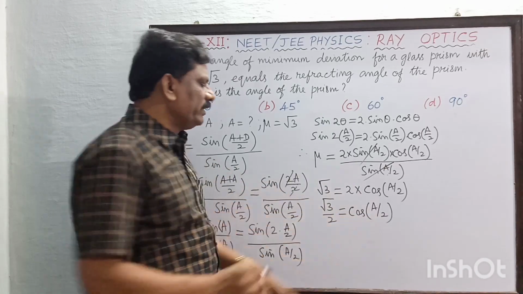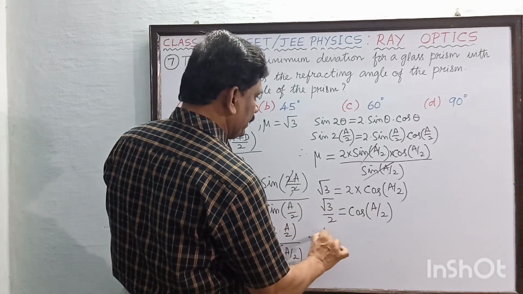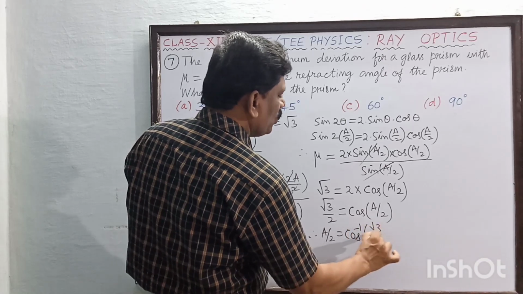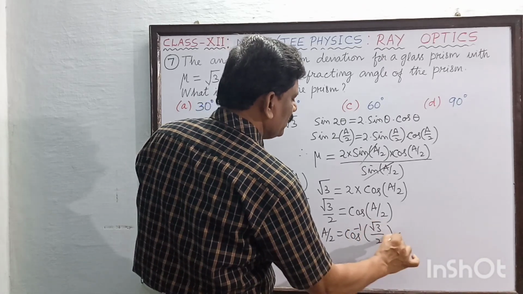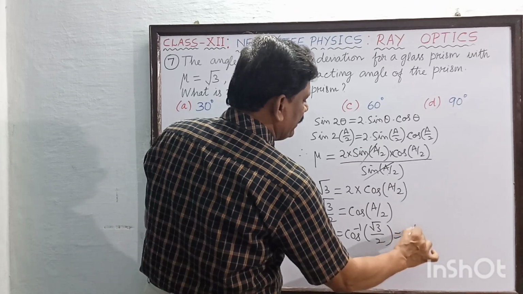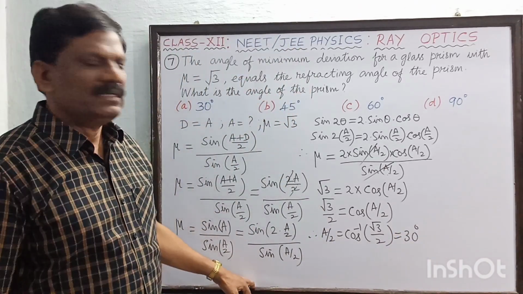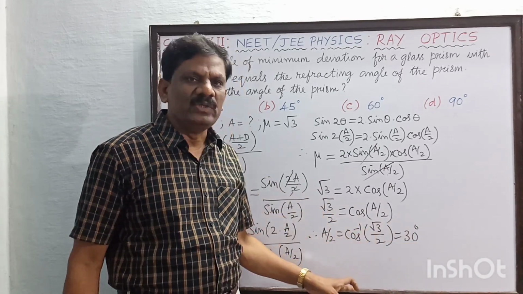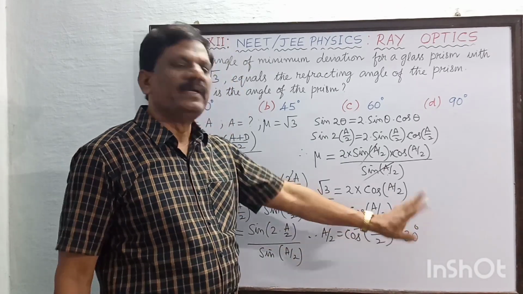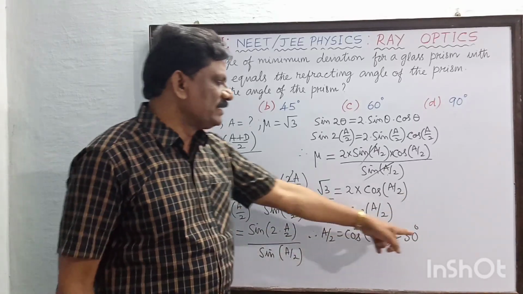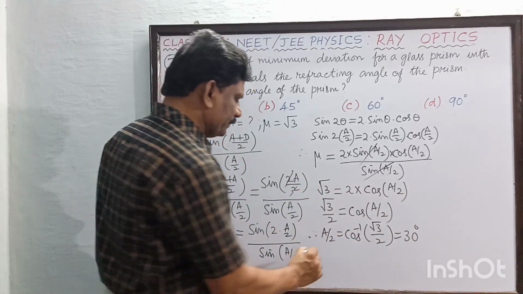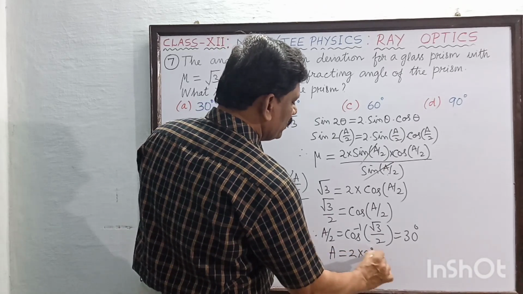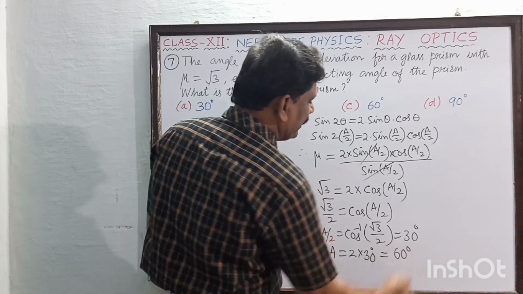Therefore, what is A by 2? A by 2 is equal to cos inverse of root 3 by 2. So this is equal to 30 degrees. Is it not? Cos 30 only is equal to root 3 by 2. Therefore, cos inverse of root 3 by 2 must be equal to 30 degrees. So A by 2 is 30 degrees means what should A be equal to? Therefore, A is equal to 2 into 30. So this is equal to 60 degrees, is the answer.